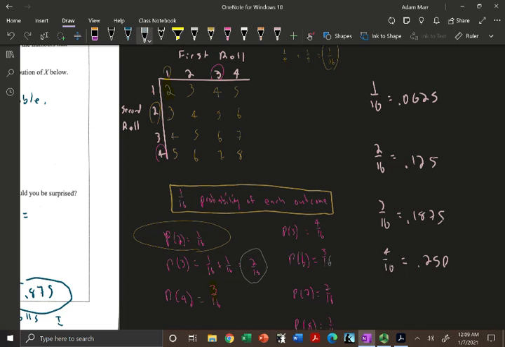By the way, I'm going to put this as a decimal: 1/16 equals 0.0625. Okay, what's the probability of getting a 3? Well, that's 1/16 plus another 1/16, which is 2 over 16, and that comes out to 0.125.